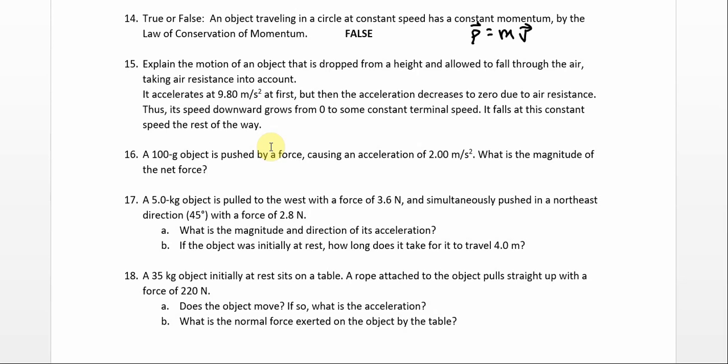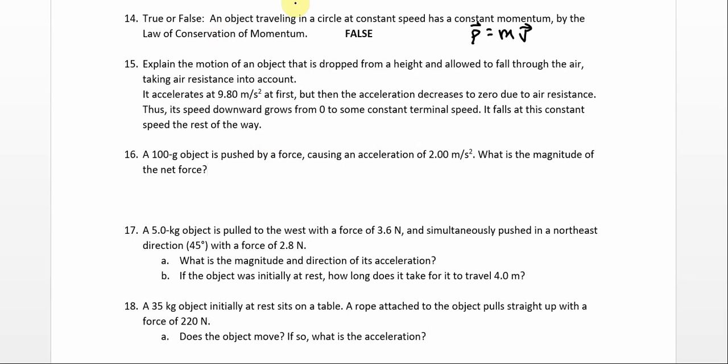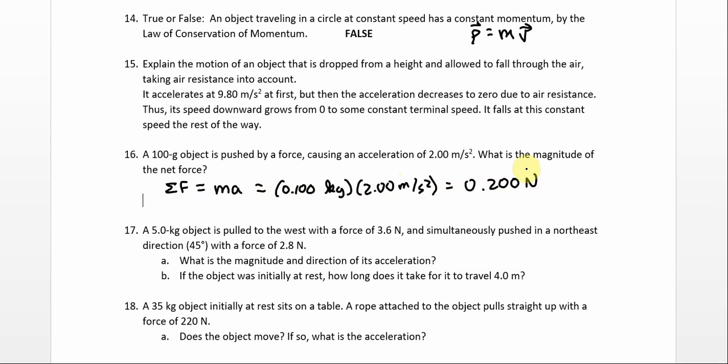A 100-gram object is pushed by a force causing an acceleration of 2 meters per second squared. What is the magnitude of the net force? Okay, so we can use F equals ma here. And we can use it directly. We have the mass, we have the acceleration. 0.100 kilograms. And we do have to convert that to kilograms, the SI unit, times 2 meters per second squared, which I guess gives us 0.200 newtons. That would be the net force.